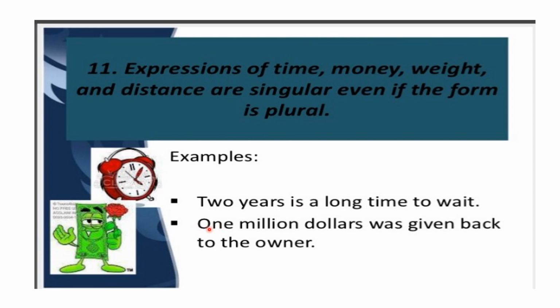The second example: $1 million was given back to the owner. Here again, you may think it is dollars, so therefore you will say were, but no, you will use the singular verb was. So $1 million was given back to the owner.